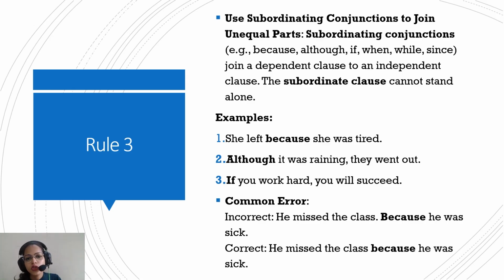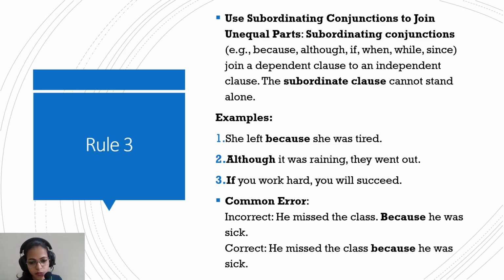The examples of subordinating conjunctions, as we did: because, although, if, when, while, since. So let's look at some examples. She left because she was tired. The independent part is she left, and because is describing she was tired, which is the cause for she left. Although it was raining, they went on. If you work hard, you will succeed. So it's either a cause and effect kind of thing, a reasoning kind of thing.